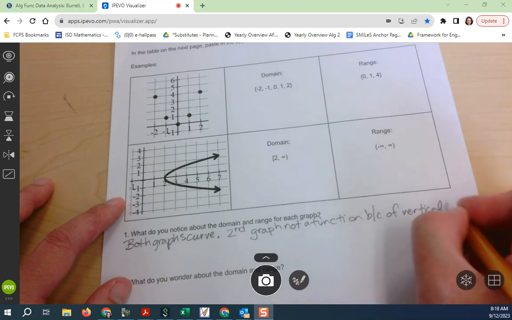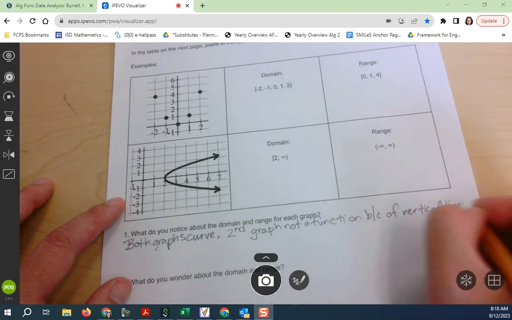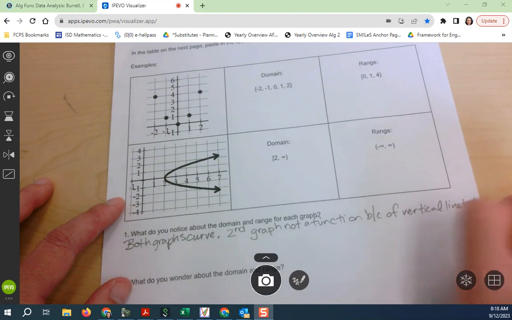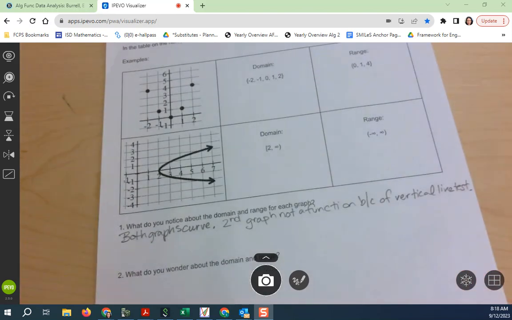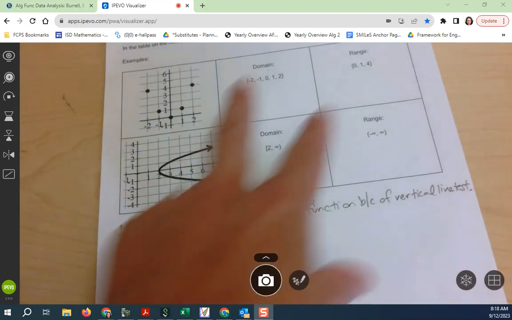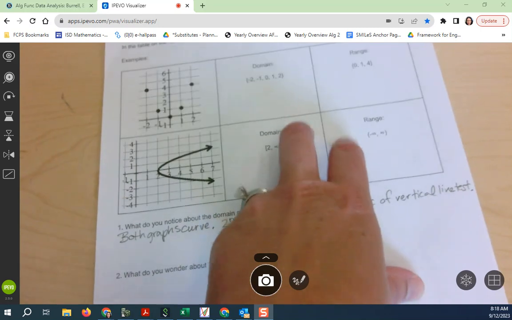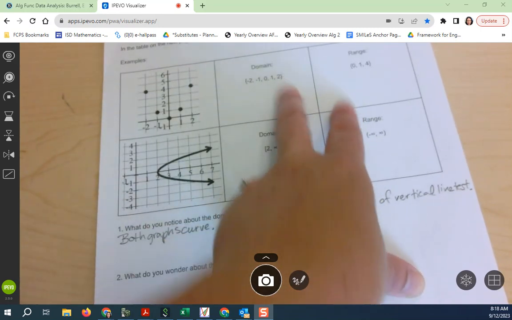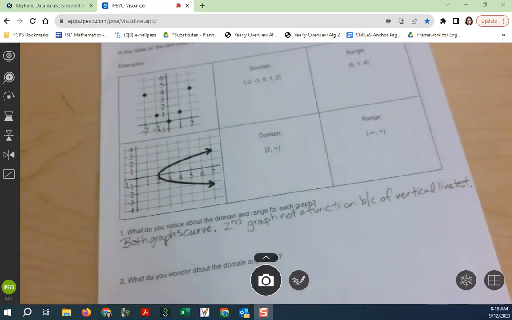Okay. Excellent noticings on the graphs. I would like to have people contribute anything that they can about the domain and ranges now. Okay, over here. Ella, Angelina, what do you guys have to share?